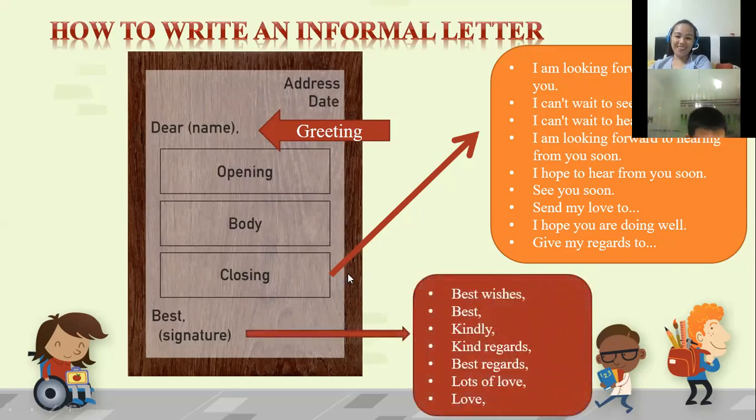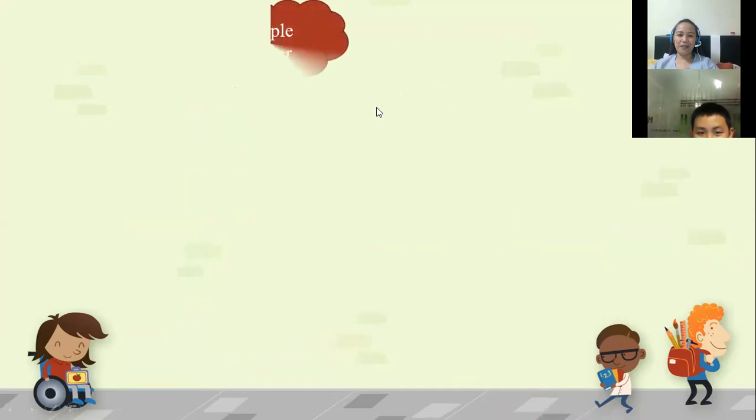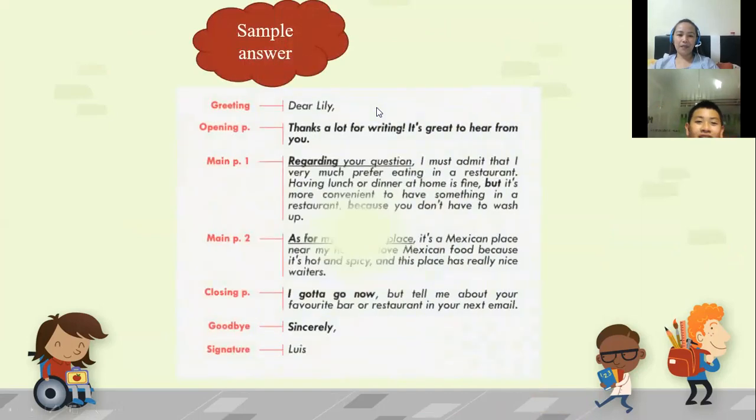Yes. Oh, look, look. So this is the informal letter. You're going to end by? Best wishes, best, kindly, kind regards, best regards, lots of love, love. Yeah. Wait a minute. Are you going to put the love in the formal letter? Of course not. Okay, very good, Amy. My friends will say it's gay.